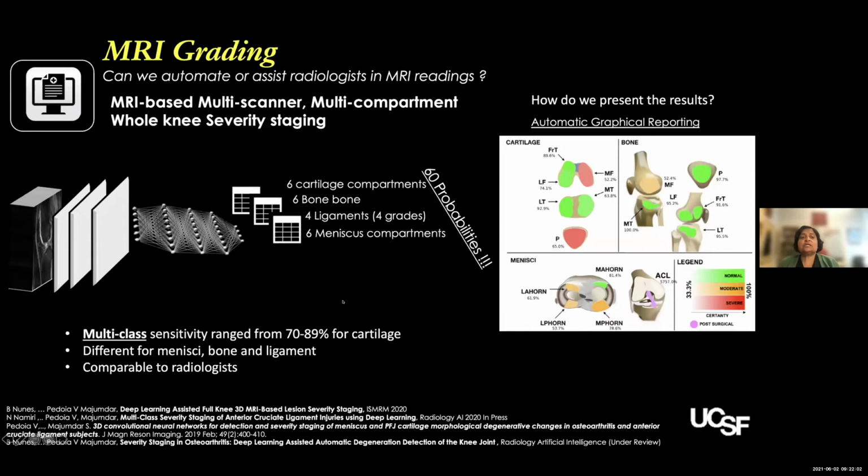But let's talk a little bit about lesion detection. Can we, in these MR knee images, automate or assist radiologists in MRI readings? MRI are obtained on multiple scanners, and there are multiple compartments in the knee. We talked about the knee, but there's the femur bone in the knee, there is the tibia, there's the patella.